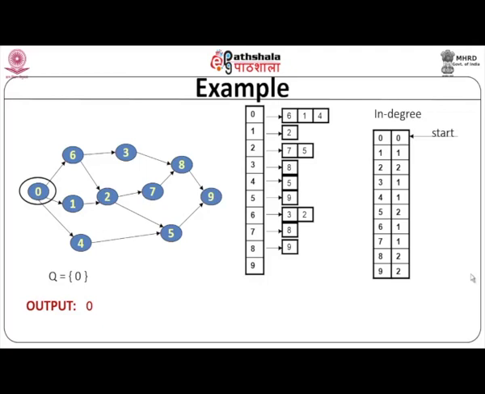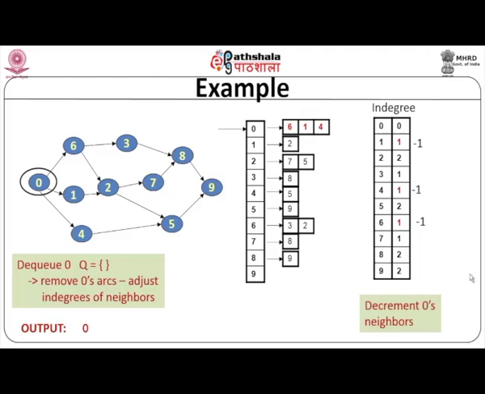Now, you have the neighbors of 0, which are 6, 1 and 4. So, you are dequeuing 0 and removing 0's arcs, adjusting the in degrees. What do you mean by removing the arcs? Adjust the in degrees of the neighbors. So, you have to change the in degree of nodes 1, 4 and 6. So, you subtract 1 from the in degree of 1, 4 and 6. So, you are decrementing the neighbors' in degrees, that is what you do in the second step, and you output 0 because you have taken it from the queue.